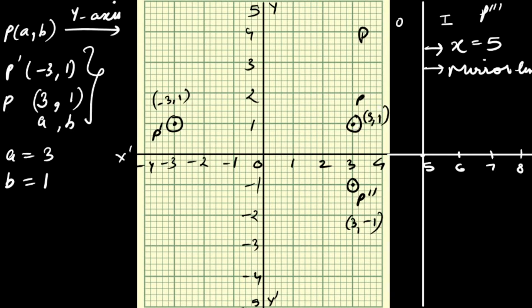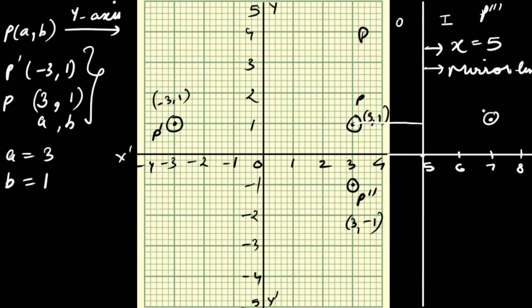So here you have to count the distance. The distance of this point from the x-axis: this is 1, 2. So 3 to 4 is 1 unit, 4 to 5 is 1 unit. So 2 units distance is there. The same distance it will be on the other side of the graph. So 5 to 6 and 6 to 7, it will be 2 units. So here you will get the point.